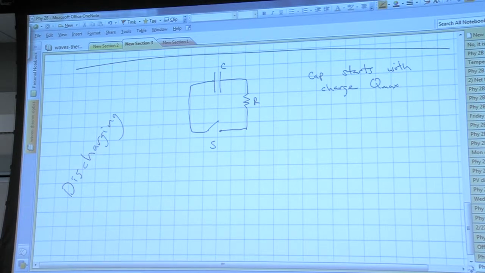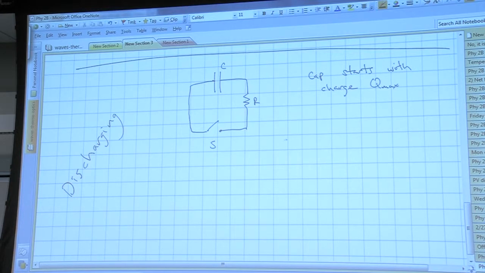And what we get here, if we did the same treatment, if we went around using the loop rule, came up with our differential equation, solved it, we would get this. We would get Q as a function of time. Well, first let's look at what happens. Let's look at the graphs here.